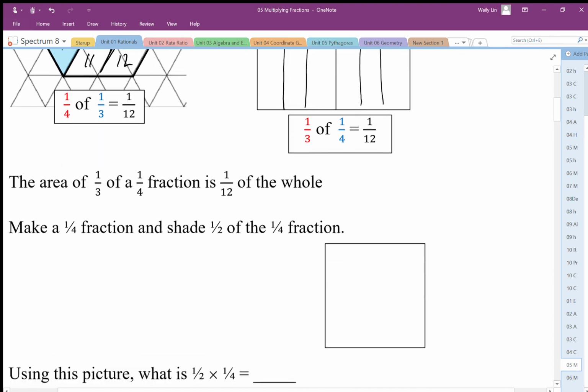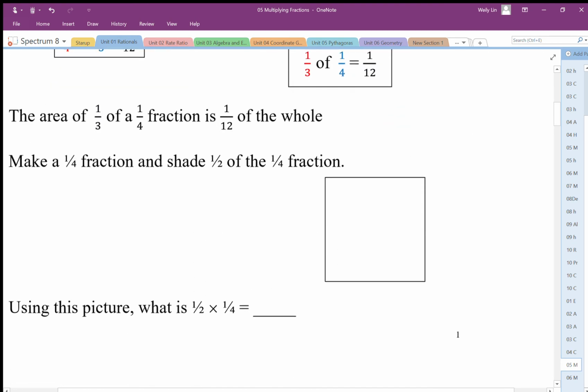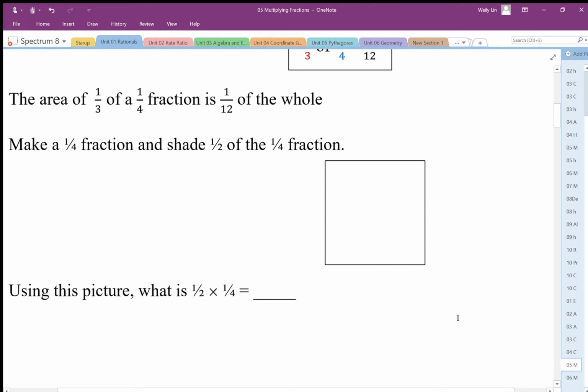So we can do the same thing here. We're going to start off with a 1/4 fraction. I'm just going to make a 1/4 fraction here, and I'm going to shade it. So there's my 1/4 fraction. And I want half of that 1/4 fraction. Well, if I want half of that fraction, I'm going to take that 1/4 piece and take exactly half of it.